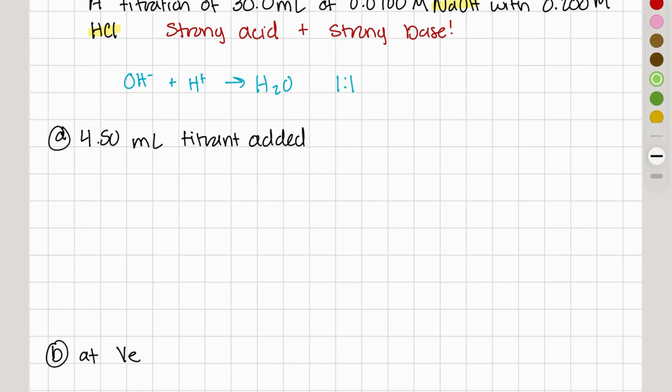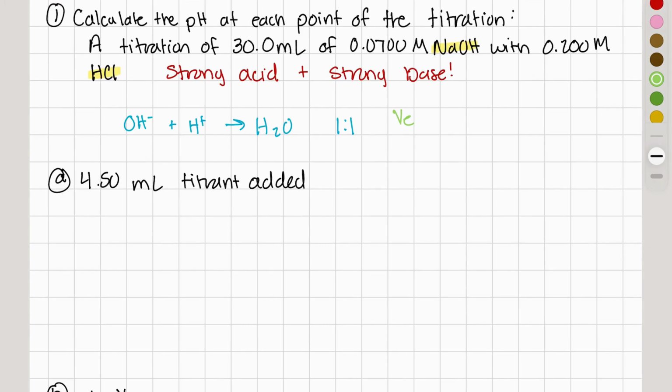And the next thing I want to do is find VE. So remember that VE is the volume that we need to reach that equivalence point. And to solve that, we're just going to do an M1V1 situation. So I'll say 30 milliliters times 0.070. And so our VE in this case is 10.50 milliliters.